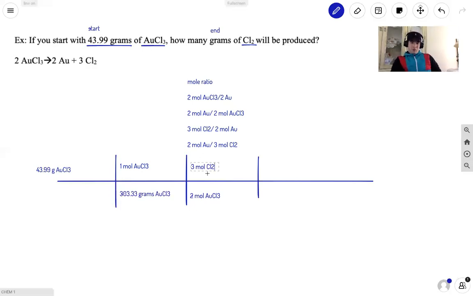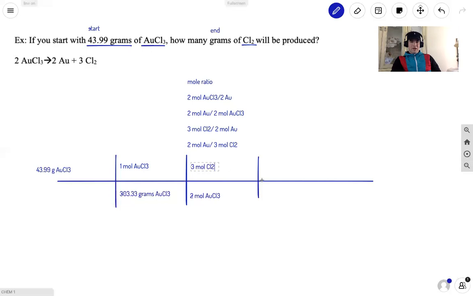Okay, so I'm using this molar ratio. Now I've crossed over to dichloride. All right, so this is the bridge. I was in the starting land. Now I'm getting closer to my end, my finishing. Okay, so 3 moles dichloride.